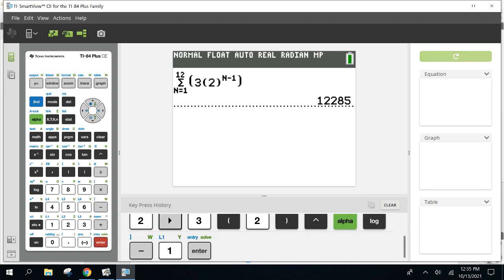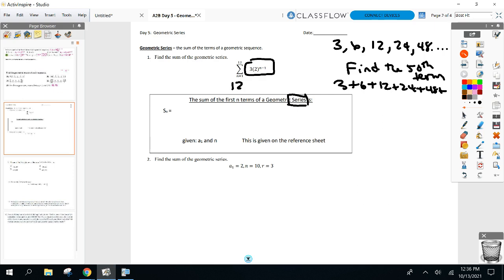Now watch, I'm going to keep it all in there, not outside, raised to the n minus 1. And we should all have got 12,285. Make sure you have 12,285. Anybody not get that in their calculator? Where's that symbol again? Alpha window. Number 2. Okay. So just a quick review of that. Anybody not get it on the calculator?